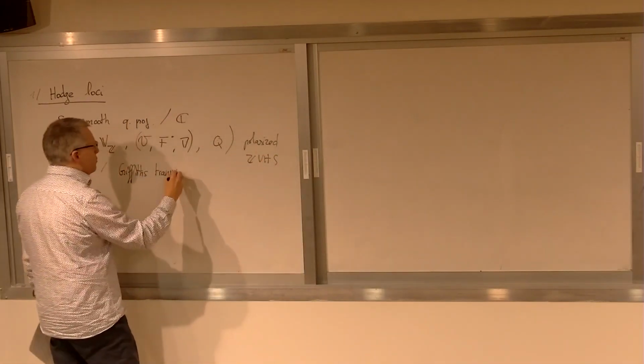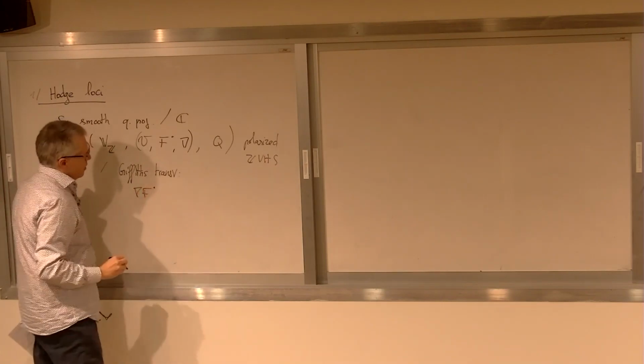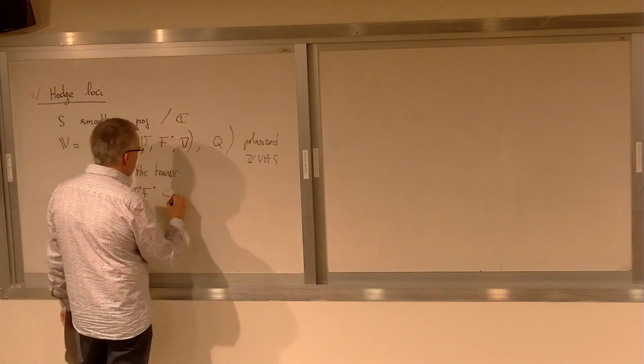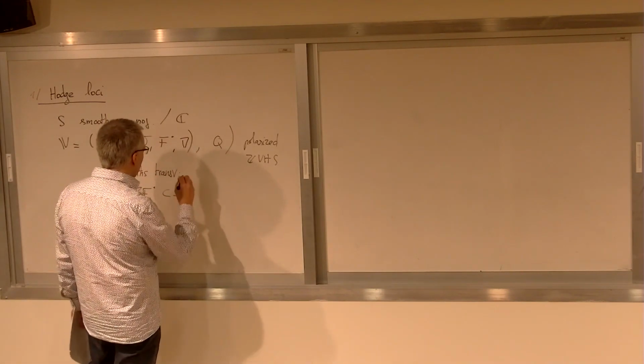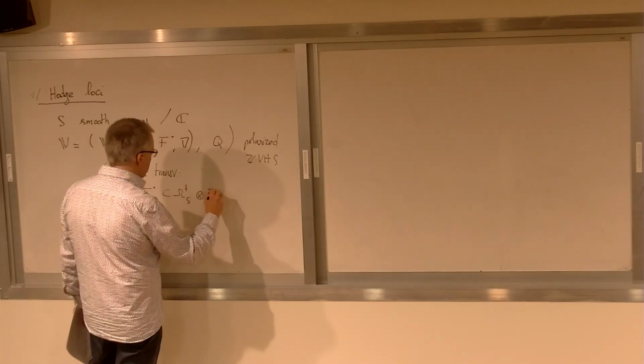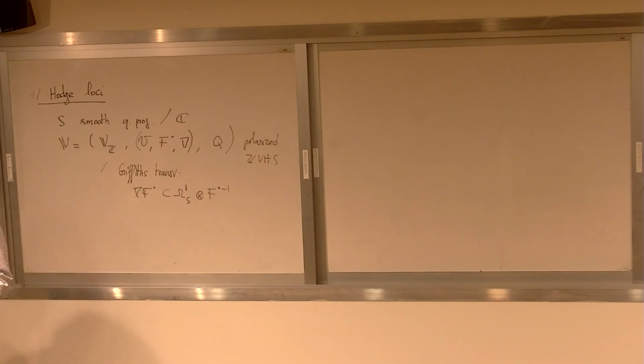And what is Griffiths transversality? Well, it tells you that if you look at what the flat connection does on the filtration, then the filtration is certainly not preserved, but it is shifted at most by 1. So you go just into a piece which is a bit larger.